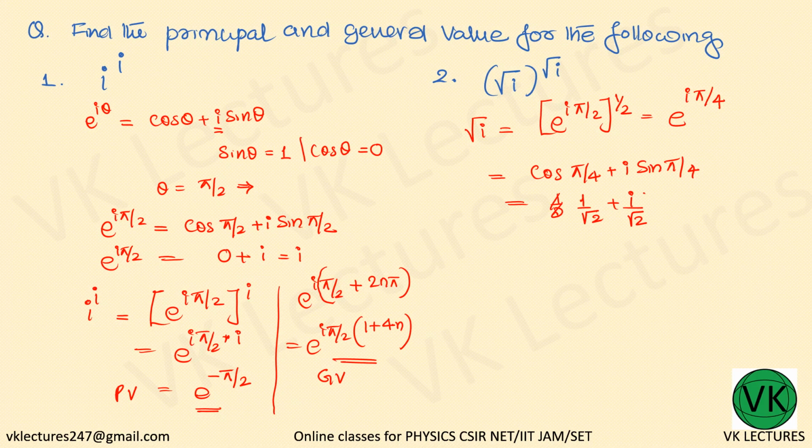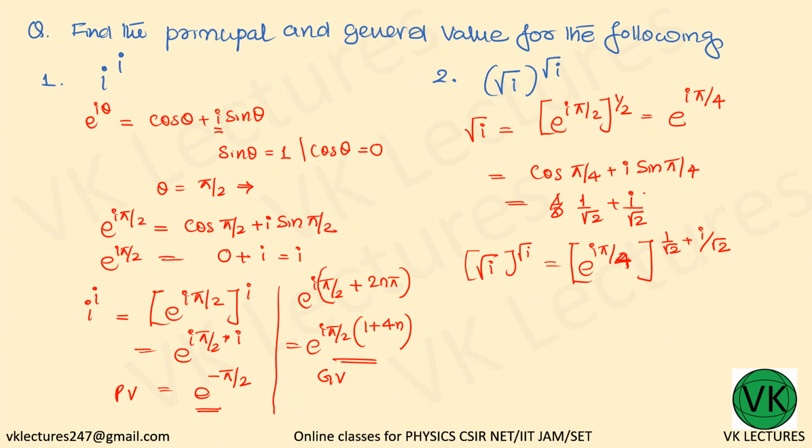Now this is root i. Now root i to the power root i. So e to the power i pi by 2, that is i pi by 4, that is root i to the power 1 by root 2 plus i by root 2.